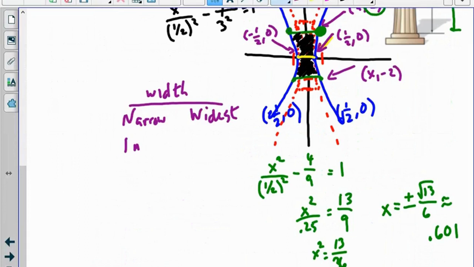Now, our job is to find the width at the highest point. So that means we're going from root 13 over 6 all the way over to the other side, which is negative root 13 over 6 for the x values. So that is a distance that's twice as far as root 13 over 6 is from the y-axis, which means the widest distance is root 13 over 3, which is approximately 1.202 meters. So that would be how you do that problem.